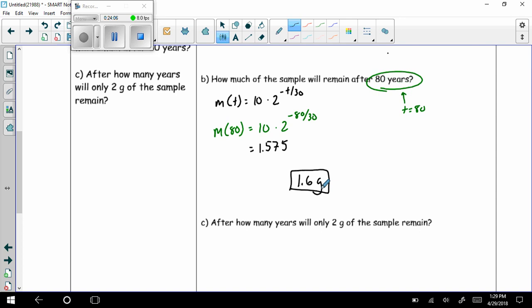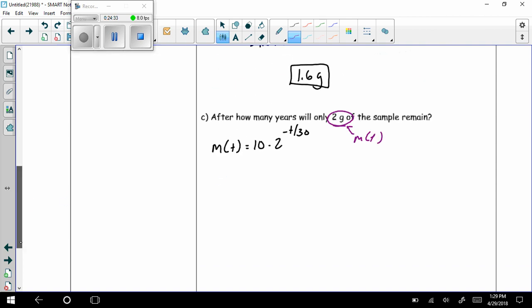And so again, if I'm looking at C, I want to know how many years it will take to have only 2 grams remaining. And so this one, it better be less than 80 years, because after 80 years, it was 1.6. So if I want something bigger than 1.6, it should be a number less than 80. How do we solve that? Again, our equation was m of t equals 10 times 2 to the negative t over 30. And in this situation, my 2 grams, that is my m of t. And so we can rewrite this as 2 equals 10 times 2 to the negative t over 30.